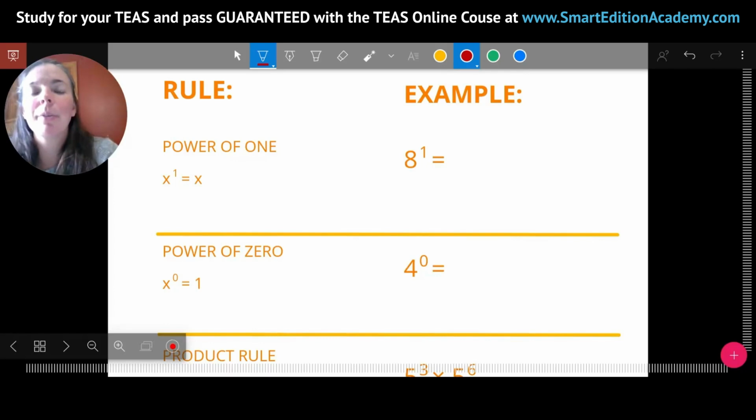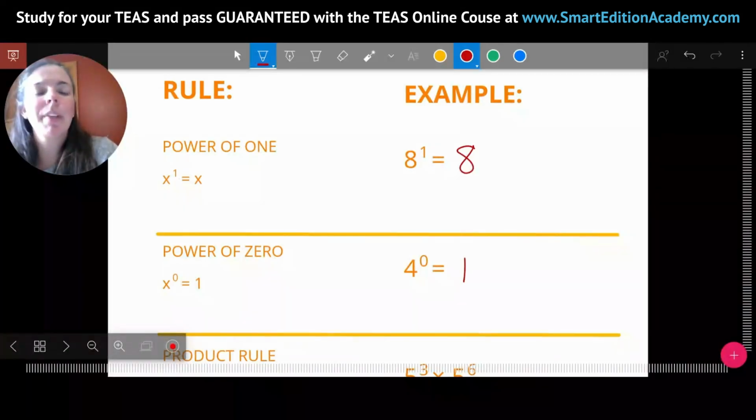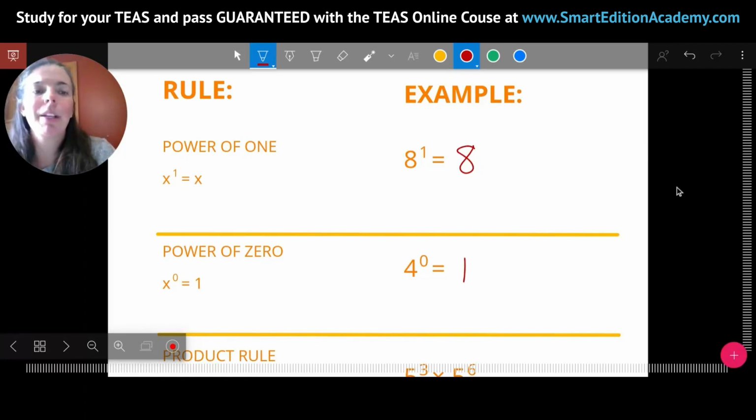Anything to the first power is always that same thing. So here's our rule here. X to the first equals X. So what that looks like is if we had, for an example, 8 to the first power, that would just be equal to 8. So anything to the first power is just itself. Power of 0, okay, anything to the 0 power is always 1. So 4 to the 0 would just be 1. Okay, so anything to the 0 is always 1. Okay, so power of 1, power of 0.